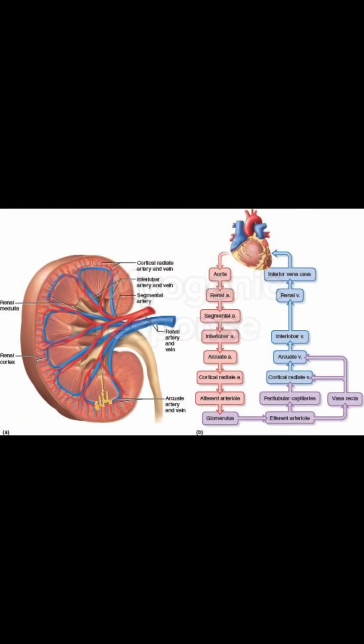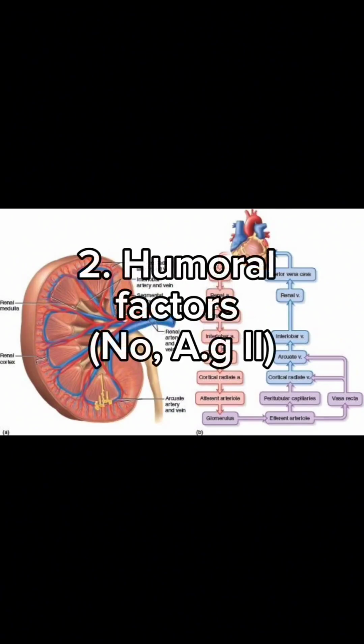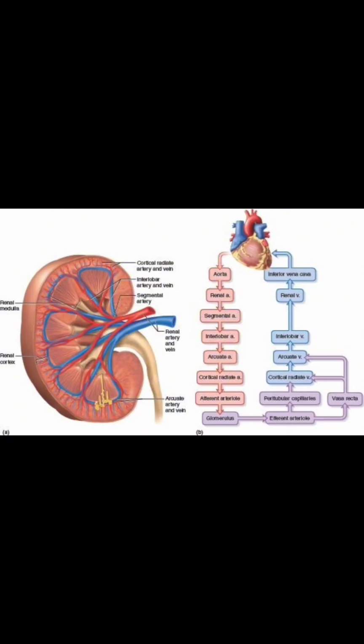Also, we have humoral factors, and these are the substances that are mixed with blood, and they exert their effects when reaching the kidneys. For example, nitric oxide causes vasodilatation. Angiotensin II is a strong vasoconstrictor.